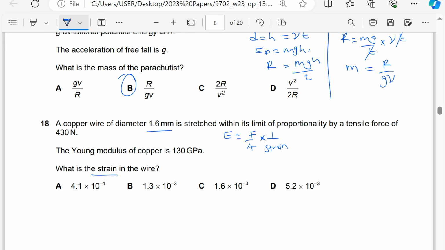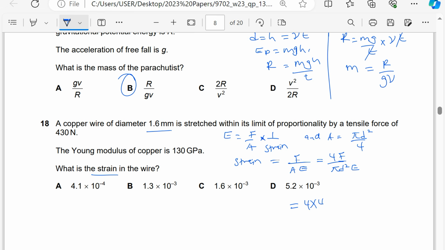So what is the strain? We have diameter. We also know that area is equal to pi d squared divided by 4. So when I make strain the subject, the strain is going to be equal to force over area times Young modulus, which is the same as 4F over pi d squared times E. Now we'll just substitute down here.